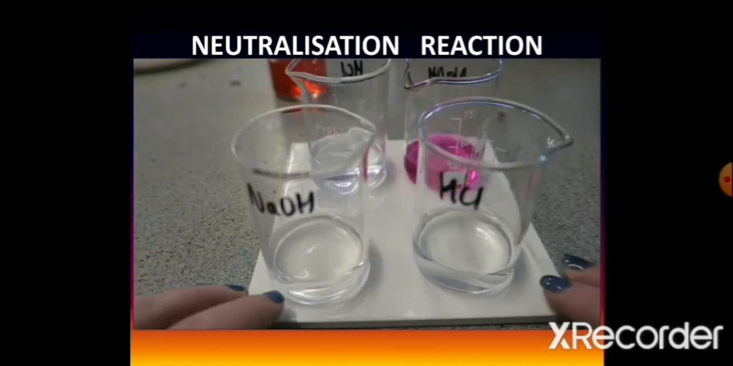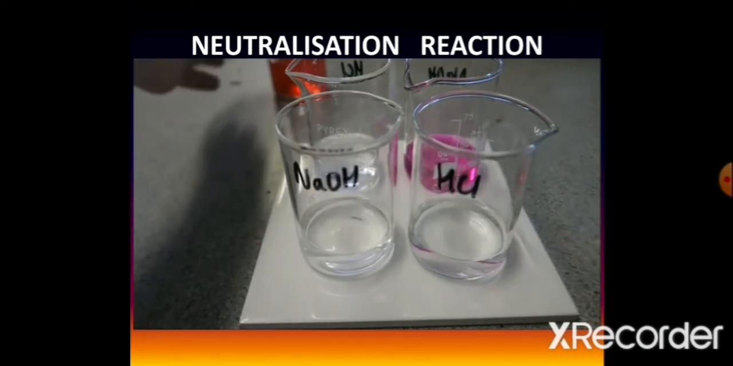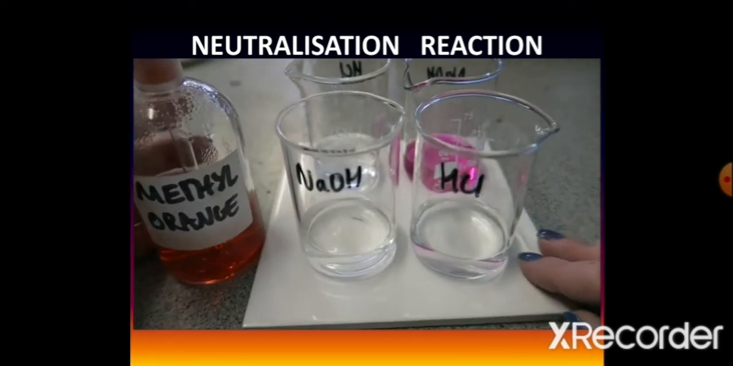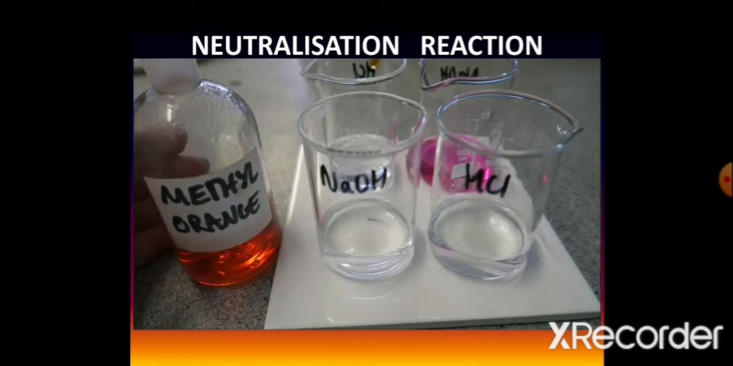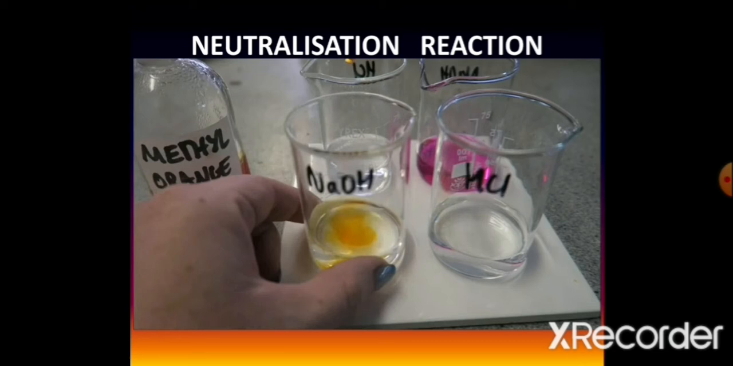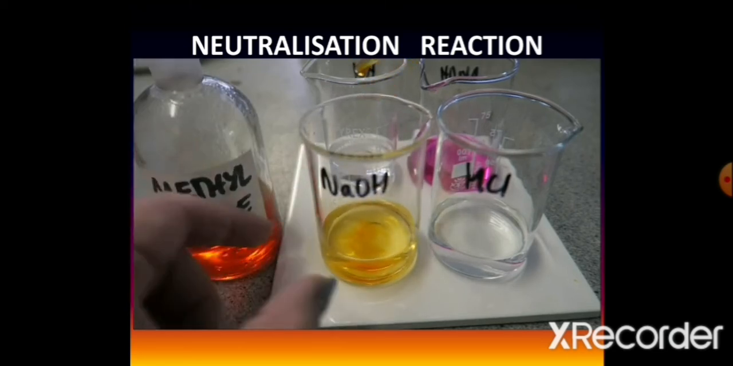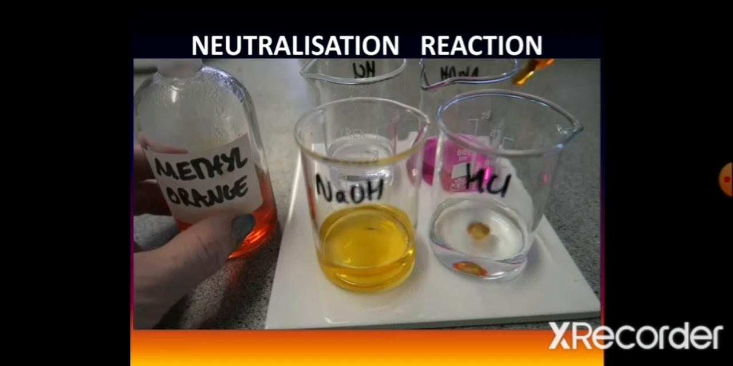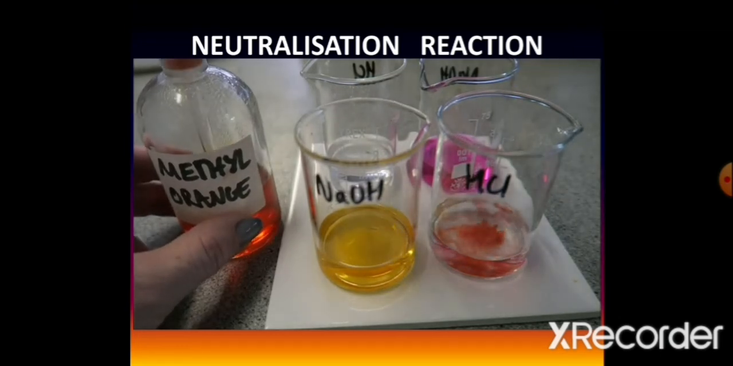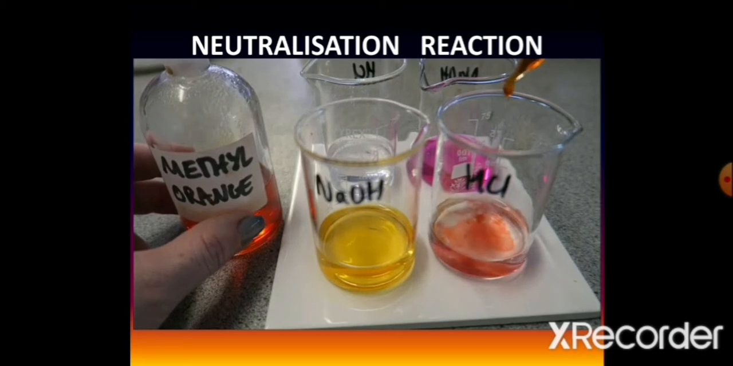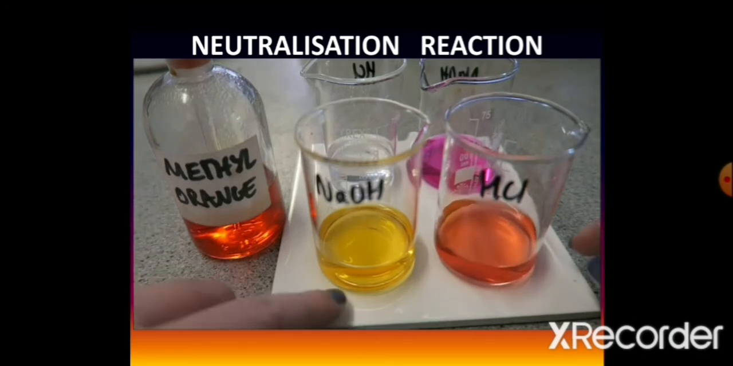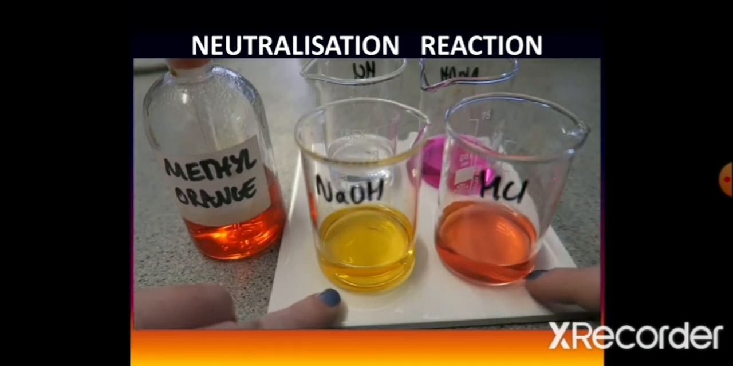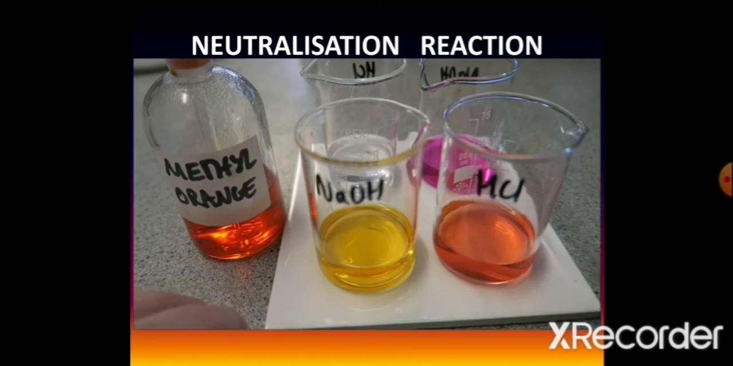Again we have the same NaOH, alkali, and hydrochloric acid in the beakers. Now we will take methyl orange indicator, add 2 to 3 drops of methyl orange into the alkali, and mix it well. See, yellow color appears. Add it into hydrochloric acid. You can see a very nice red color appears. Shake it well. Yellow in alkali and red color in the hydrochloric acid.